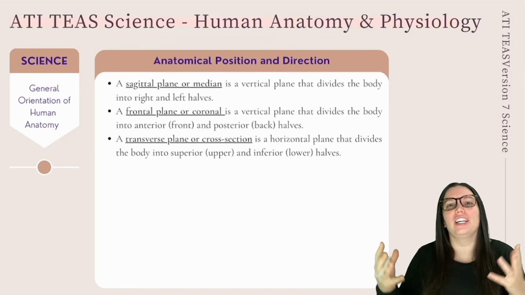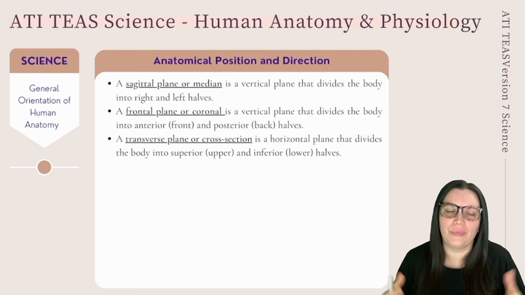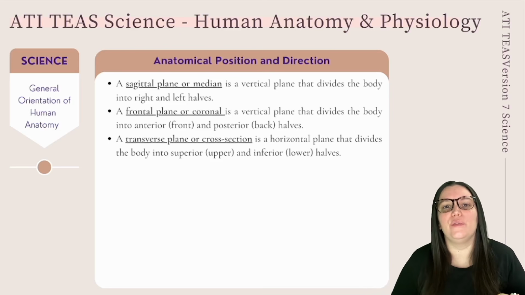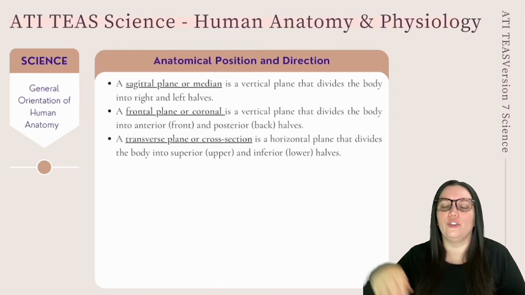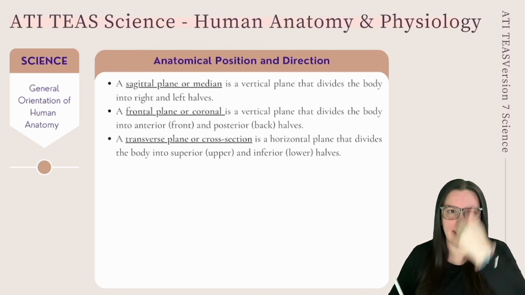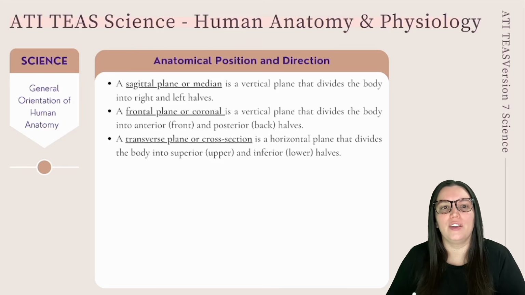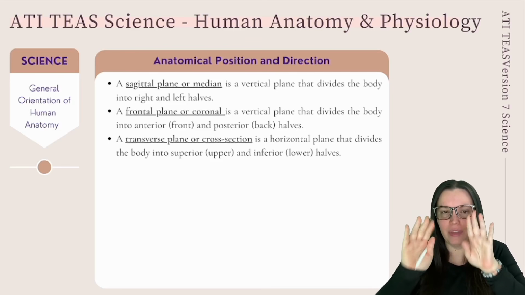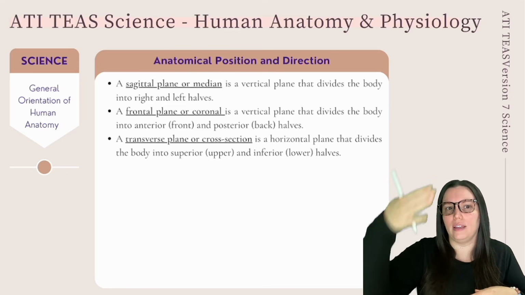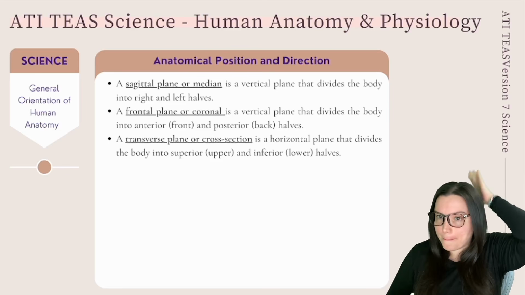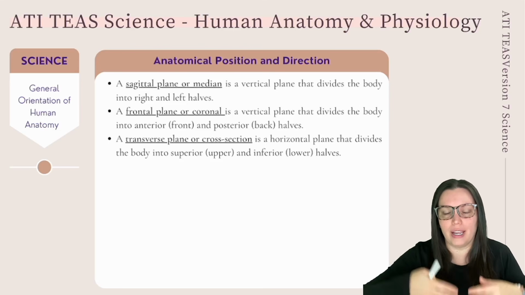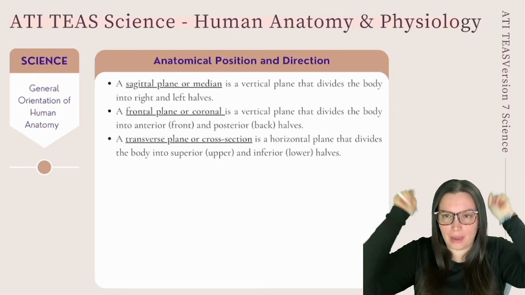And the last piece we're going to look at is common directional terms. So the sagittal plane or median, remember medial, is the vertical plane that divides the body into right and left halves. It goes right down the middle, median. Think of sagittal, median. The frontal plane, or the coronal plane, is the vertical plane that divides the body into anterior and posterior halves. So think frontal, coronal, front, right?